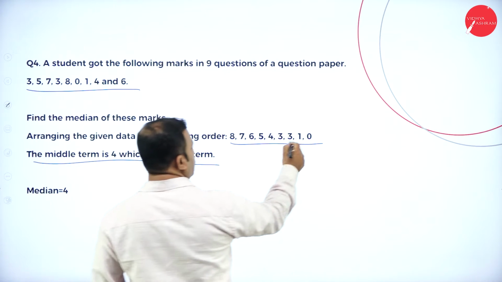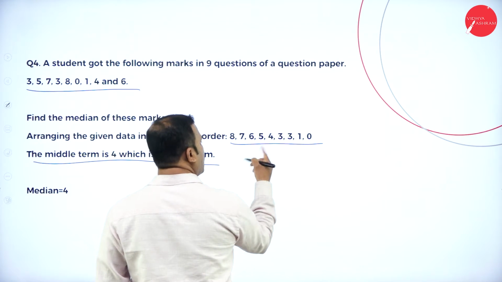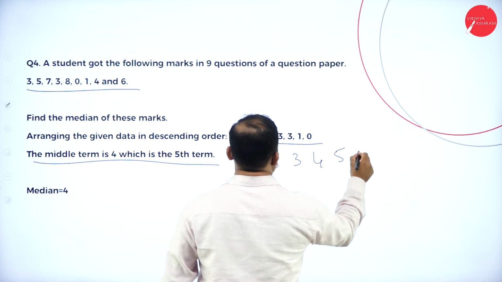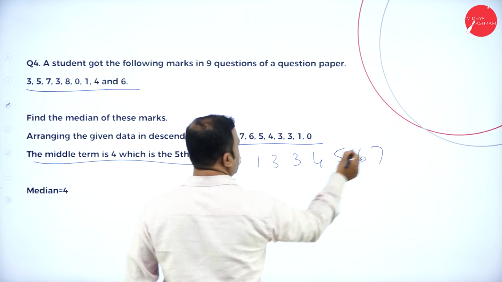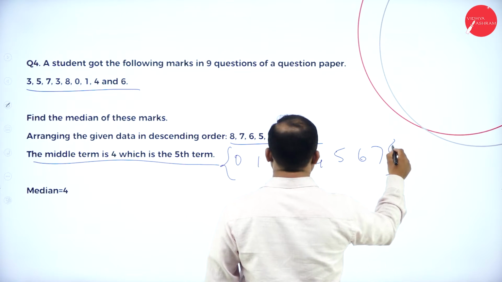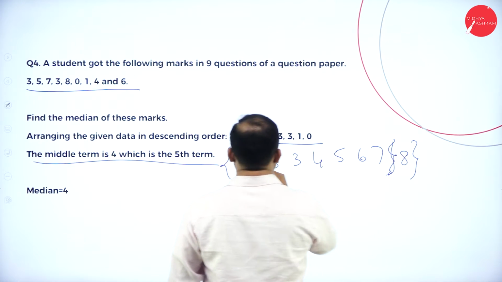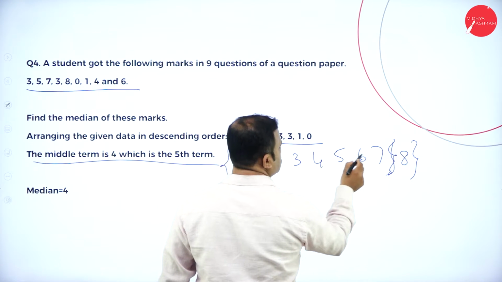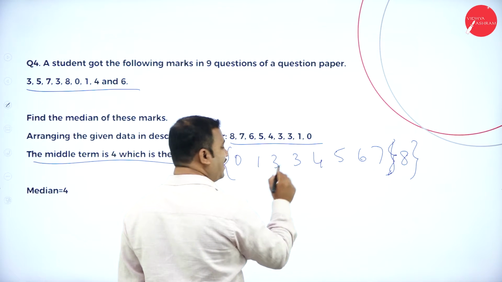If I rearrange them in the increasing order, I'll get the items like this: 0, 1, 3, 3, 4, 5, 6, 7, 8. So totally how many items are there here? 1, 2, 3, 4, 5, 6, 7, 8, 9. So totally we have 9 items here.